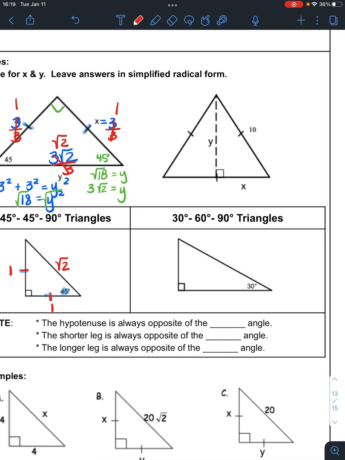So then let's look at this other triangle. It is an equilateral triangle, which means it is also equiangular, which means all three of these angles are 60. Then that means this angle is split in half. It got split into 30.